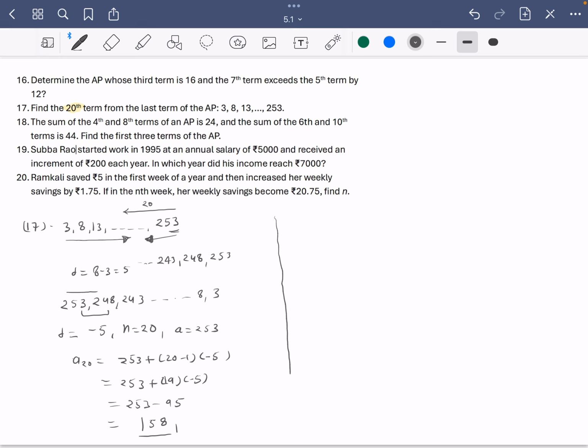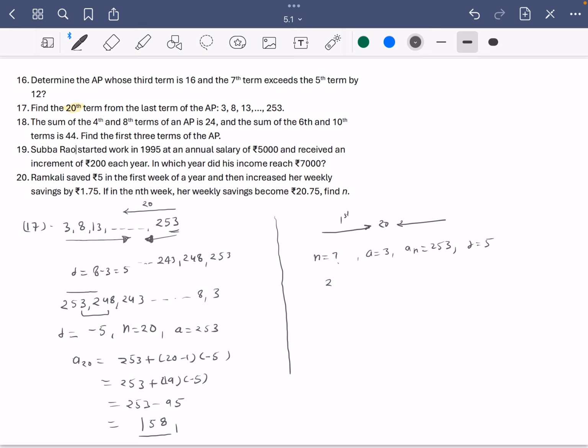I can do it without flipping the AP. For example, if a term is the 20th term from the last, then which term is it from the first? So we need to find out first the total number of terms, that is the value of n. The first term a is 3, and the last term, an, is 253, and the common difference is 5.